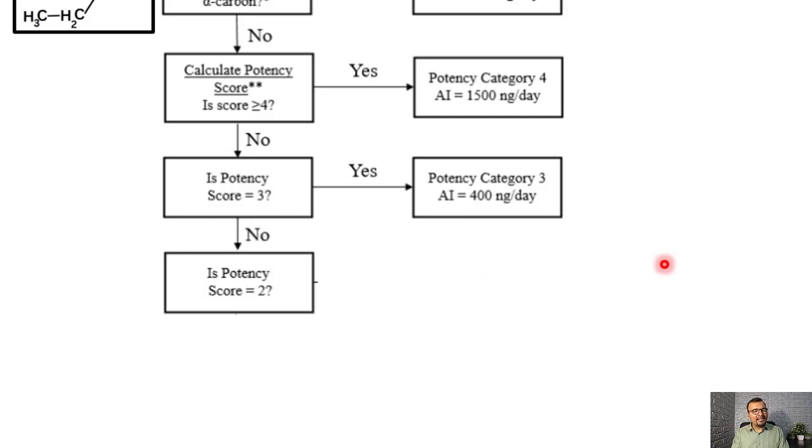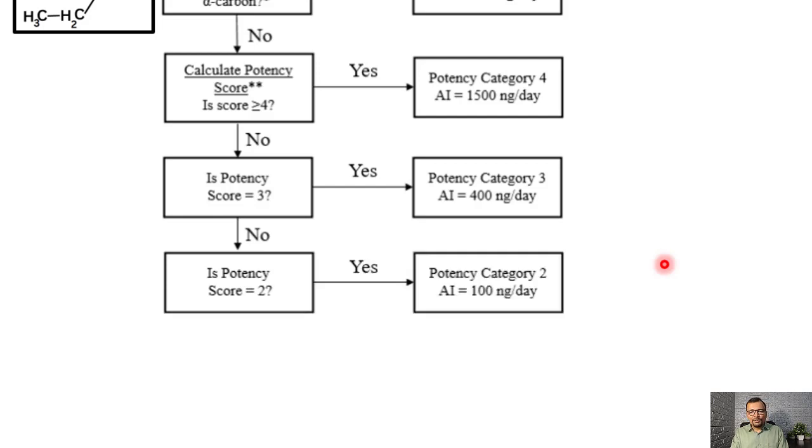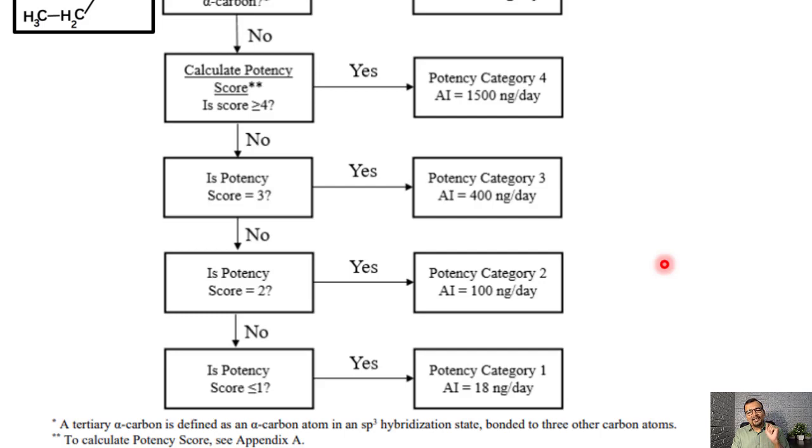Or is it less than 3? Is it 2? If it is 2, then 100 nanograms per day is going to be the acceptable intake. And if it is 1, then it is going to be 18 nanograms per day. So these are the 5 different categories and their respective limits. I hope this flowchart has cleared your understanding about the categories and their acceptable intake.